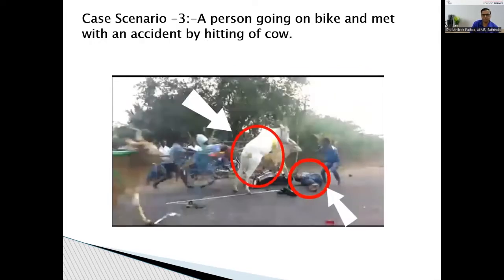Third scenario, here you can see the person is going on a two-wheeler or four-wheeler, and cows are running, and that person got injured because of this scenario. Is it MLC, medical legal case? Yes or no? You can write down your responses in the chat box. I can see some are saying yes, some are saying no. Dr. Swati is saying yes. Ankit Kumar, case 3, yes. Dr. Sumit Gaur, no. Okay.